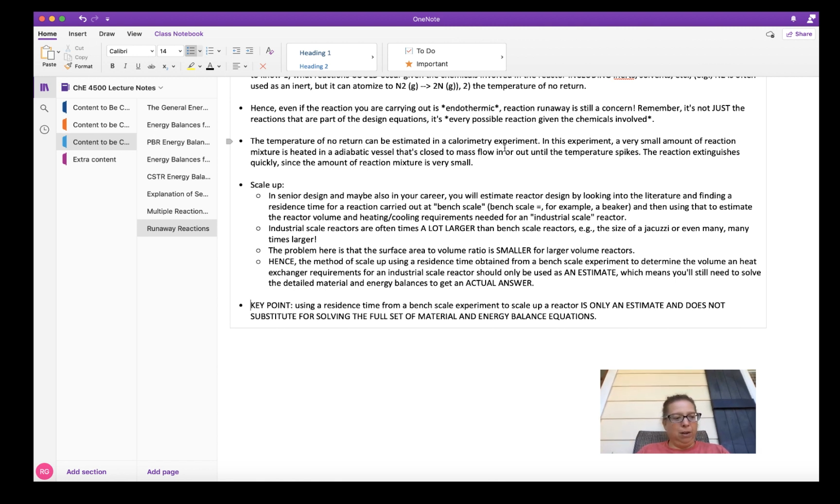So I perform that experiment, and I have an estimate of what my temperature of no return is, and then when I select my operating conditions, I set it such that I never get anywhere near that temperature of no return.